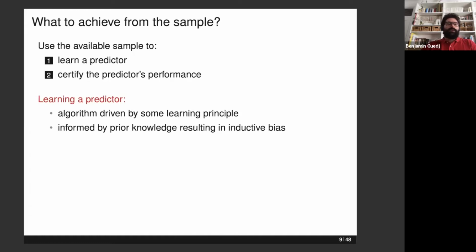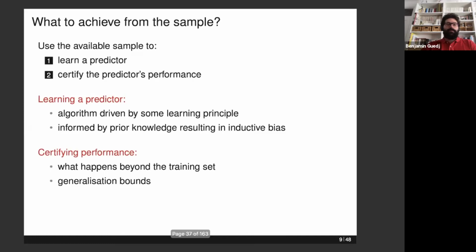And once you've learned the predictor, you can still use the same data sample to certify its performance. And that gives you hints on what will happen beyond the training set. So if you do collect new data, how will your algorithm behave? And ultimately, compute a generalization bound. That's what we're interested in. And actually, those two goals interact a lot with each other, right? So you will see the interplay in the next few slides.